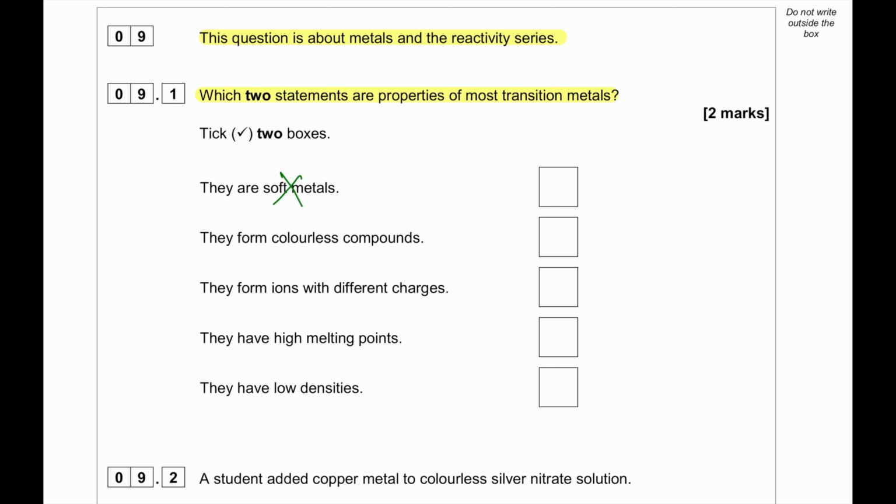They do not form colorless compounds. Transition metals are known to form colorful compounds. They form ions with different charges. Yes, transition metals can form ions with multiple charges. For example, iron can form Fe2+, and iron can also form Fe3+. They have a high melting point. Yes, transition metals have high melting points. Transition metals have high density, so low density is not correct.